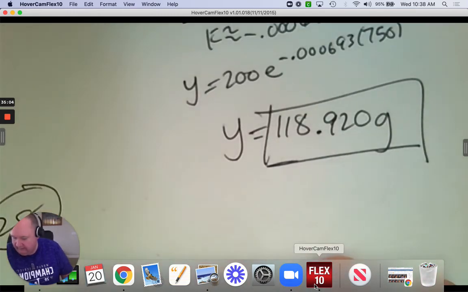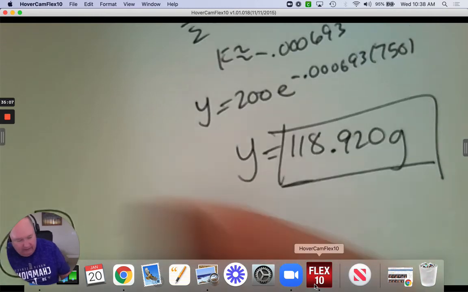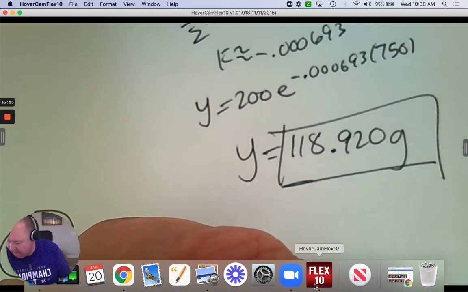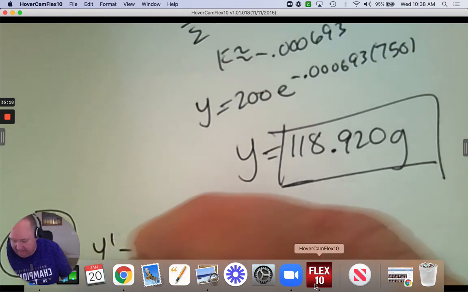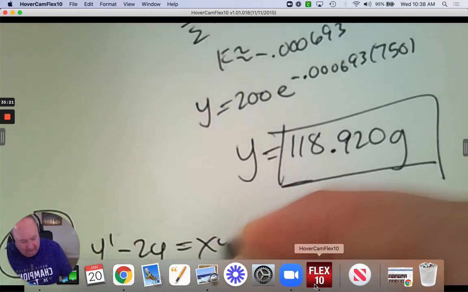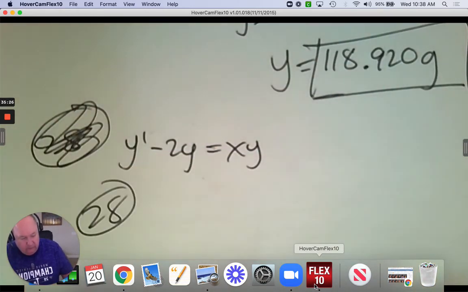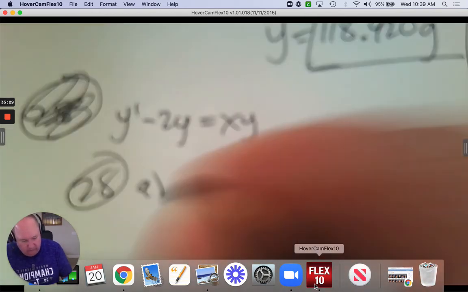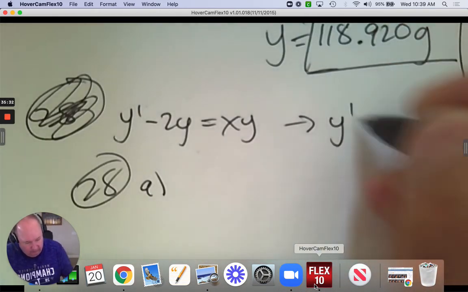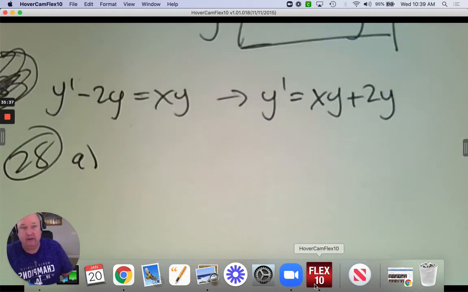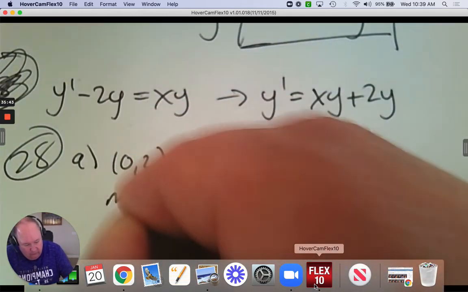All right, number 28. Number 28, solve for y prime and find slopes for the solution curve to the differential equation at... use this first. We needed a diffie-q to begin with. So there's our diffie-q. And we're going to use that for a bunch of things. Okay, so there's 28, and there's our diffie-q. So what's the slope here? So it's probably helpful to get y prime by itself. So it's xy plus 2y. So get the slope formula by itself, and then just plug in the slopes. So 0, 2, what slope does that give you?